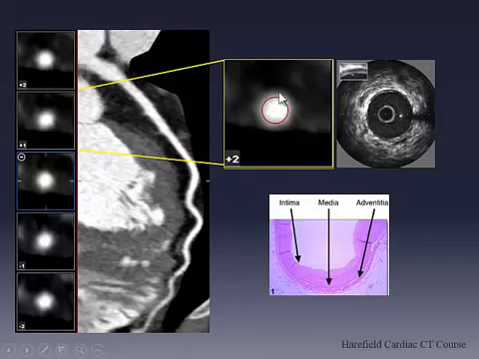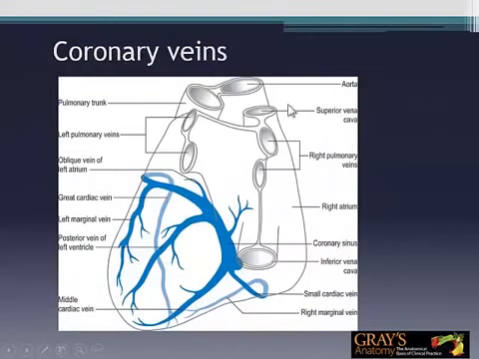So here, it's just emphasizing the fact that you can resolve the vessel. It's actually very difficult to resolve the layers of the wall, but you can do it to a limited extent on CT, but obviously not to the same extent as something like IVUS, which is intravascular ultrasound, which has got the highest resolution.